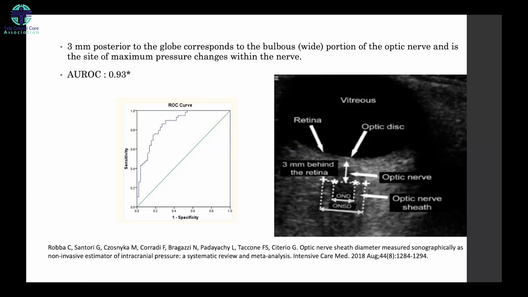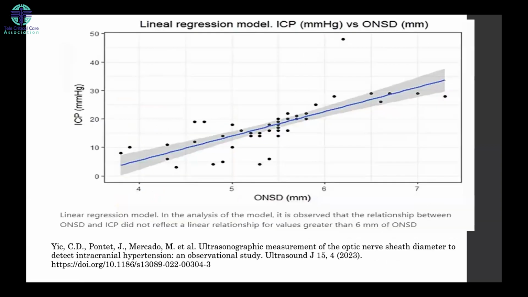And there has been a study which has been done and published in 2018 in the Intensive Care Medicine Journal, where they have found out that the area under the ROC curve is around 0.93. That means it has got a very high clinical value in terms of correlating the optic nerve sheath to the increase in the intracranial pressure.